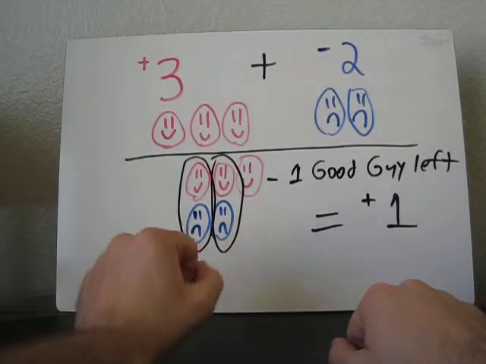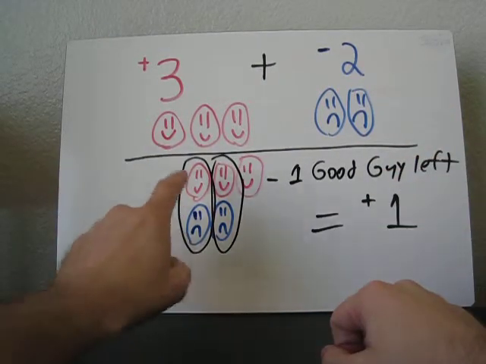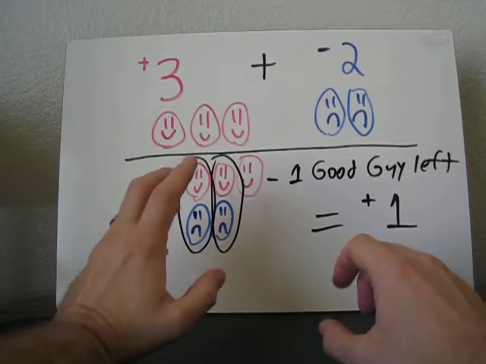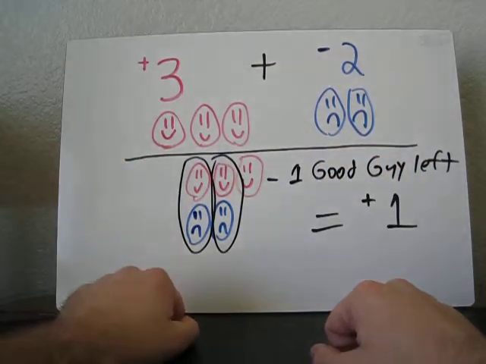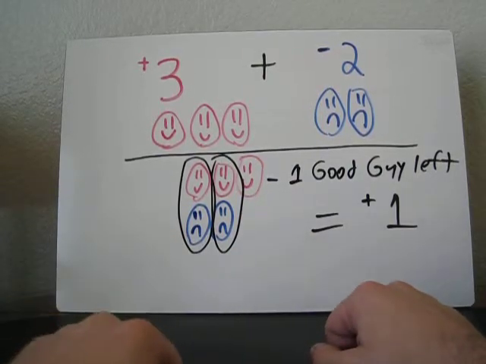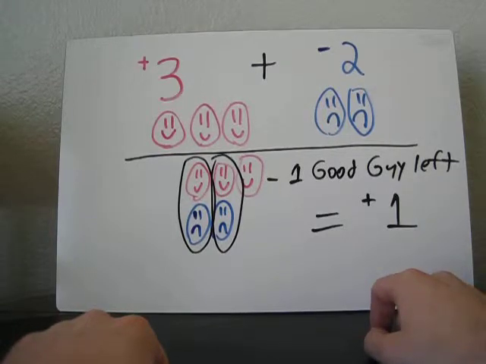So now, when we add 3 good guys and 2 bad guys together, the 2 good guys have to match up with 2 bad guys, and they're going to get into a struggle. And we're left with 1 good guy left. And so, the good guy is really positive 1, but we don't really need to say positive 1, because it's self-explanatory. If you say 1, you mean positive 1.